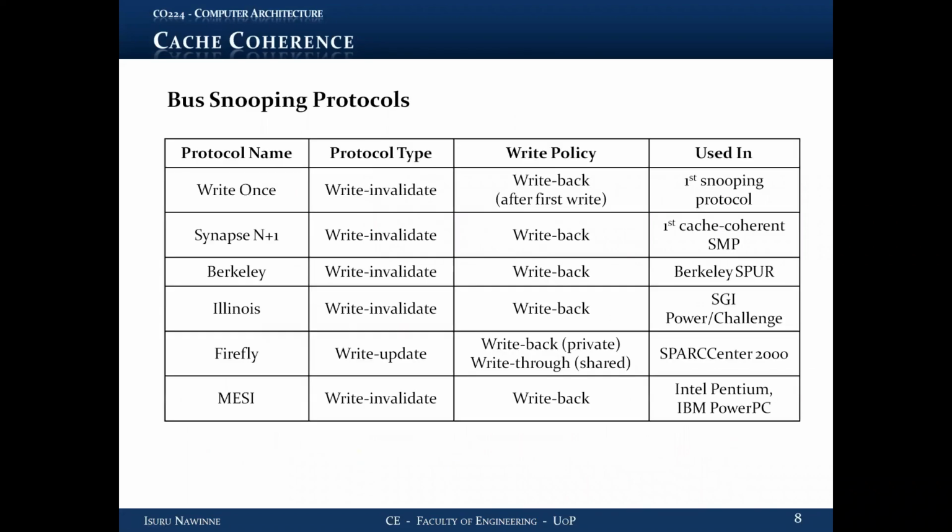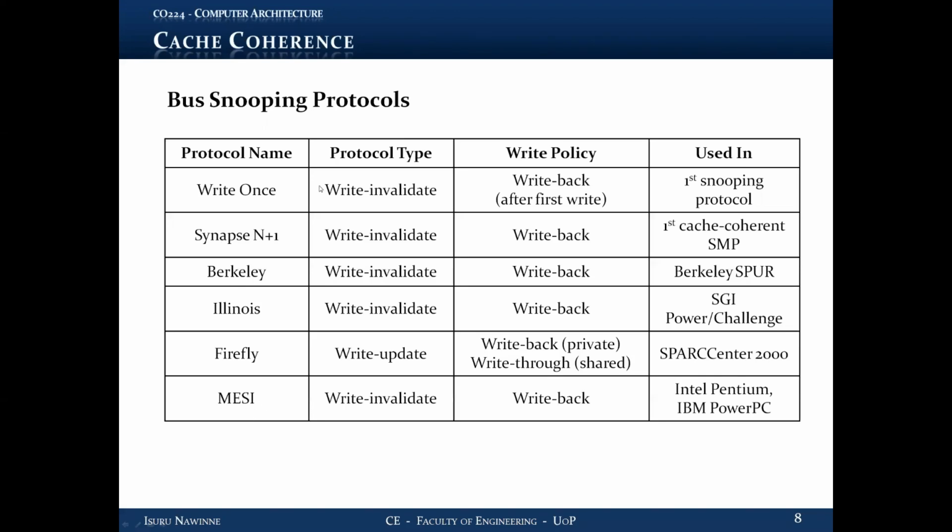Right. So this table here presents a summary of these protocols actually used in real systems. Right? So these are historic. This has a historic perspective to it. So we are looking at a certain set of protocols: Write once, Synapse N+1, Berkeley, Illinois, Firefly, and MESI or MESI for short.